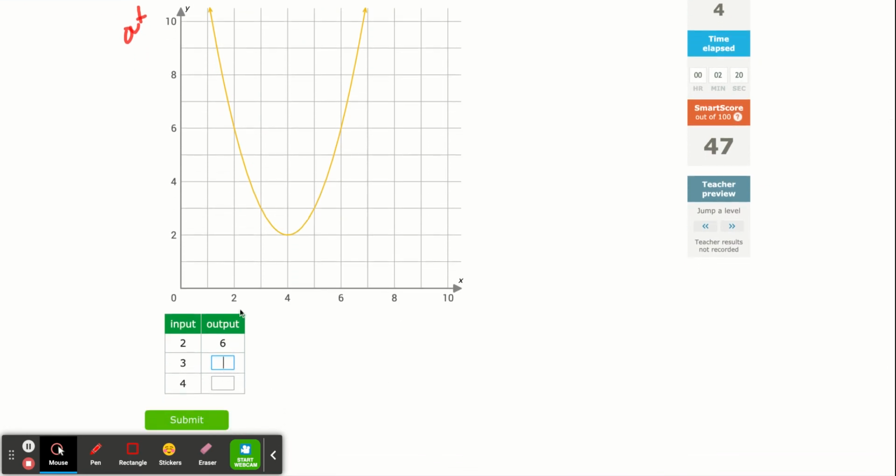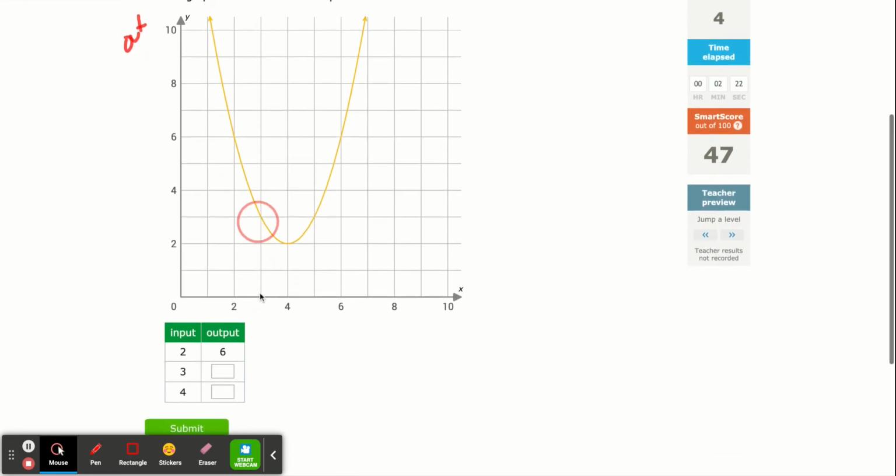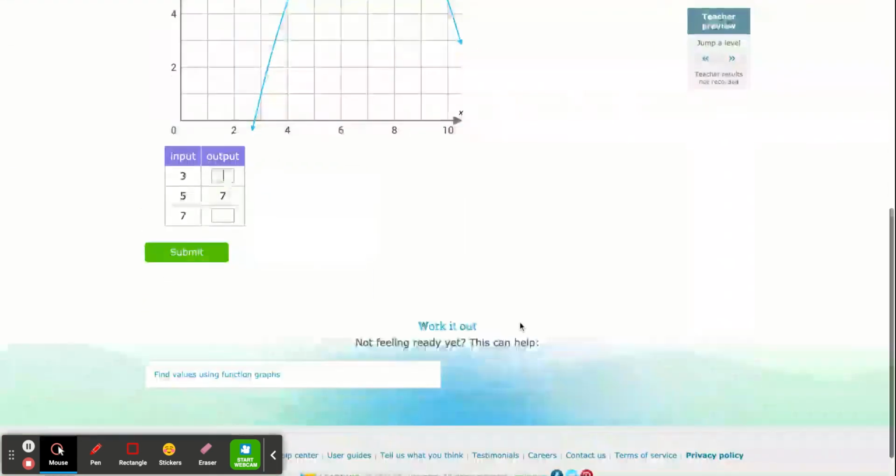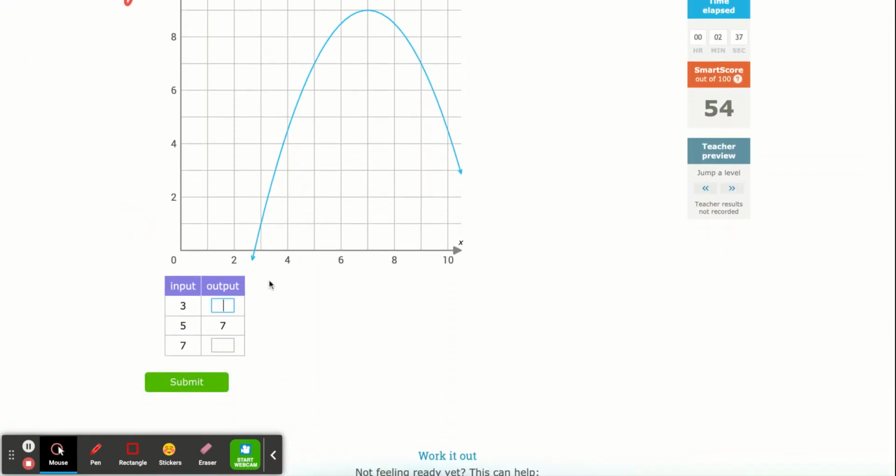See, here's 2 missing values. Go over to 3, go up, find that y value of 3. Go over to 4. Look up until I find the graph, look over, have a y value of 2. So again, very simple like the last one. They're just giving you multiple now.